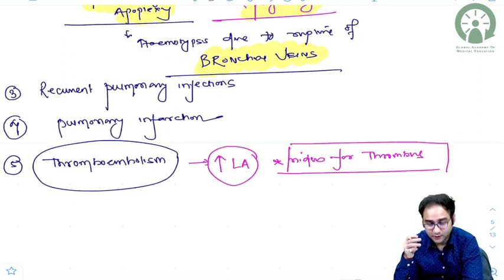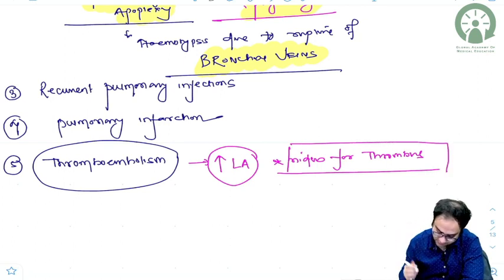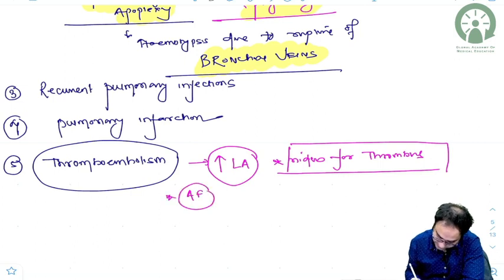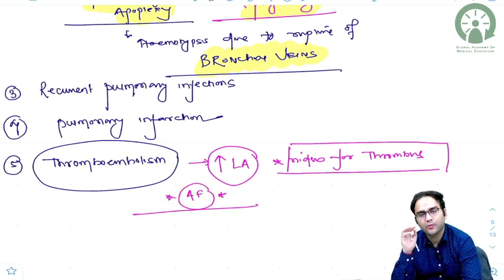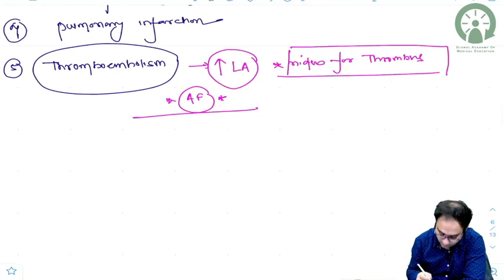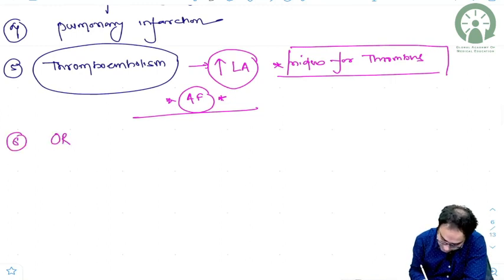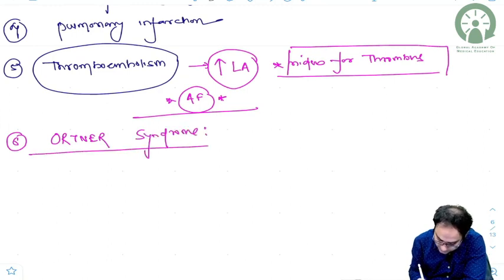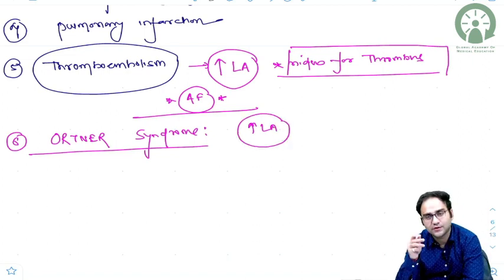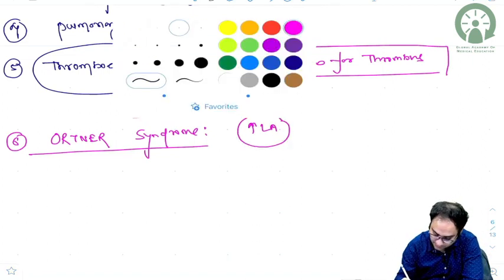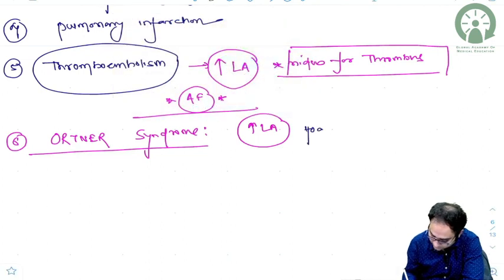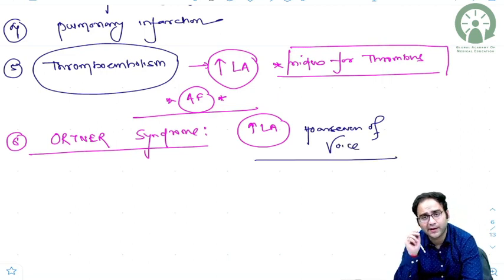Now, this nidus for thrombus will get dislodged with atrial fibrillation. So, thromboembolism is also one of the symptoms of mitral stenosis, or you can say it is one of the complications. And one more you can get is known as Ortner syndrome. Now, what happens in Ortner syndrome is, due to the enlarged LA, there is hoarseness of voice. This hoarseness of voice is due to the enlarged LA compressing on the left recurrent laryngeal nerve.